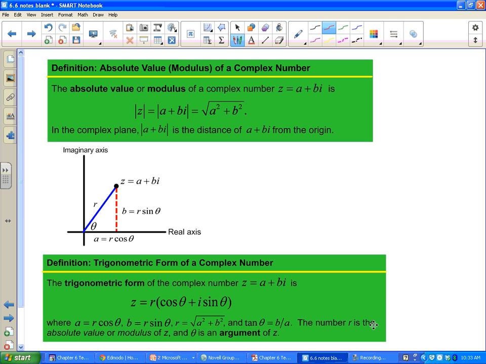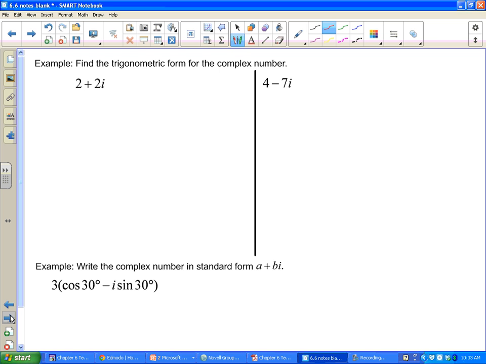And it also says the number r is the absolute value or modulus of z, and theta is an argument of z. So that's another vocabulary word: theta is the argument of the complex number, but we're not really going to use that word a whole lot, so it's not a big deal. So let's start off by finding the trig form for these two complex numbers.